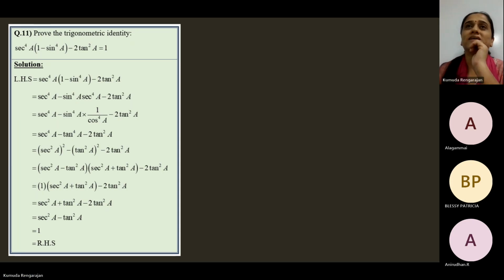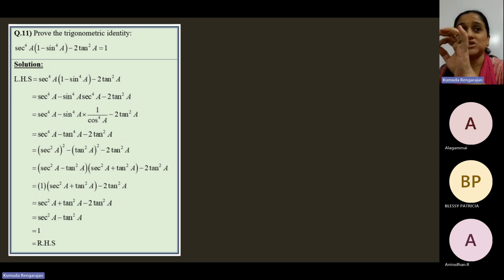Exactly, correct. So FTA states that every composite number can be expressed as a product of primes, and this factorization is unique apart from the order in which the prime factors occur. Like 15 is 3 into 5. 15 is a composite number, and it can be expressed as a product of primes, 3 into 5. Somebody will say 5 into 3, but both are the same, right?